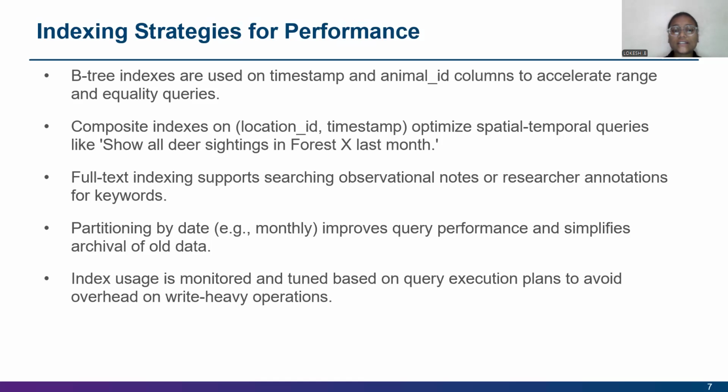The B-tree indexes are used on the timestamp, and the composite indexes optimize spatial temporal queries. Full text indexing supports searching observational notes, and partitioning by date, a month or a year, can improve query performance and simplify retrieval of old data.